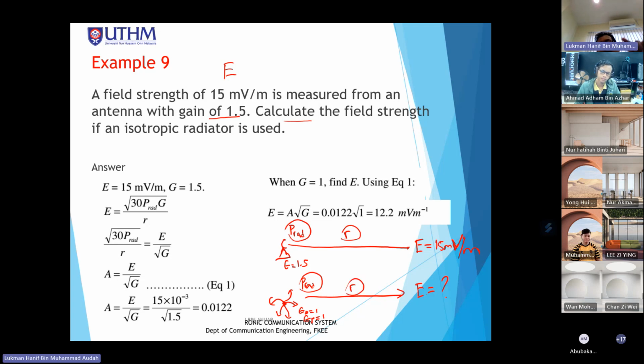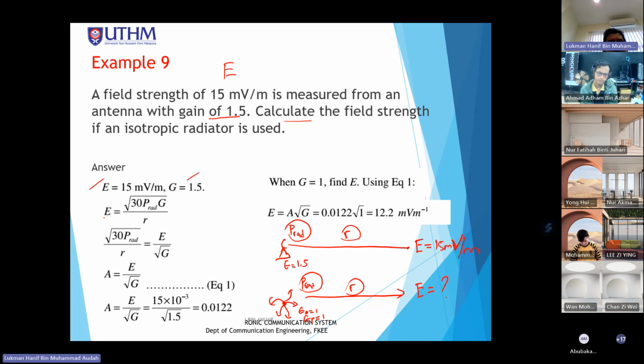Because we want to compare side by side, we are using the same power and the same distance. Find the E field. So you see how the answer looks like? You are given the E field and you are given the gain of the antenna.